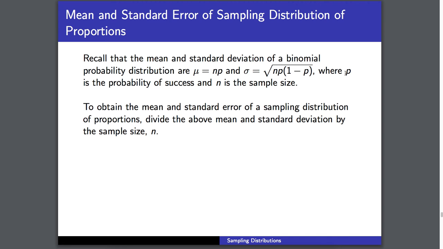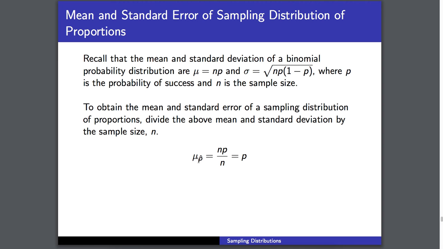So to obtain the mean and standard deviation of a sampling distribution of proportions, all we're going to do is take our mean and standard deviation here and divide them by the sample size, n. So when we divide the mean, n times p, by n, the n's cancel out, and we get that the mean of our sample proportions is going to target or equal the population proportion. So much like the sample means target the population mean, the sample proportions target the population proportion.